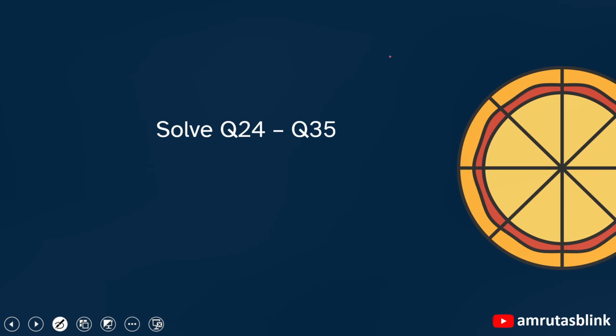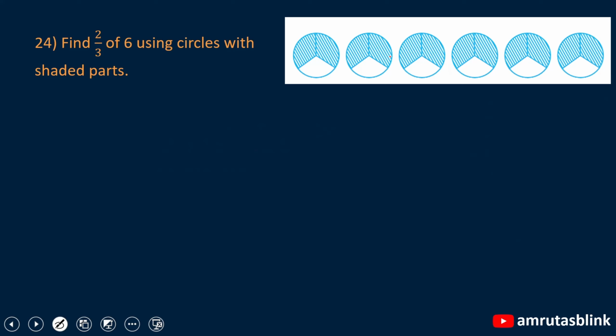Solve question number 24 to 35. Question number 24. Find 2 by 3 of 6 using circles with shaded parts. Now what we need to do is find 2 by 3 of 6. Suppose you have one circle and you divide that one circle into 3 parts. If we need to consider 2 by 3 out of those 3 parts, as per the shaded portion given in this figure, that means we need to consider 2 parts.